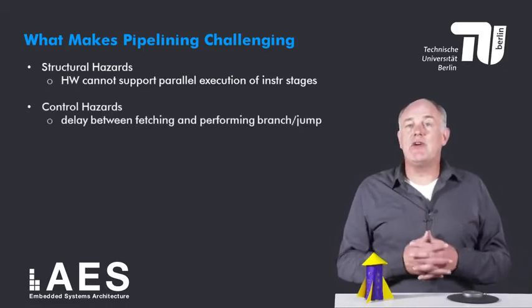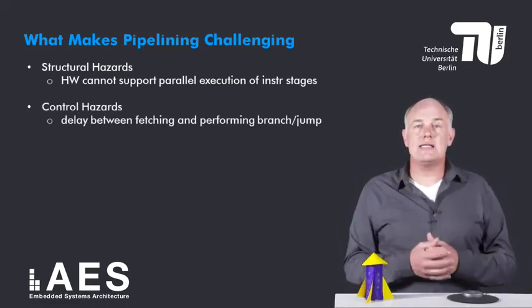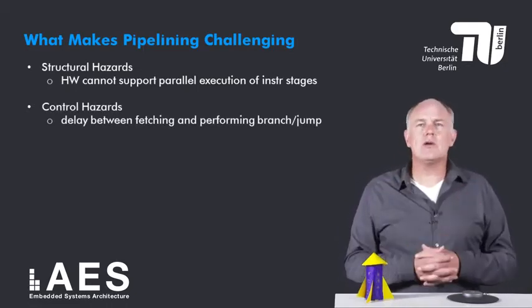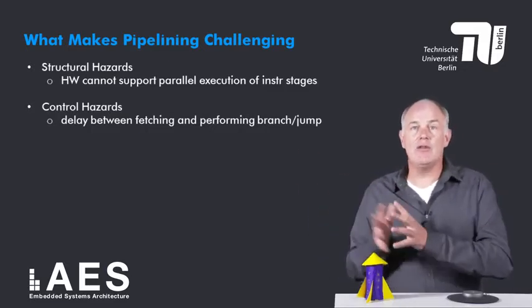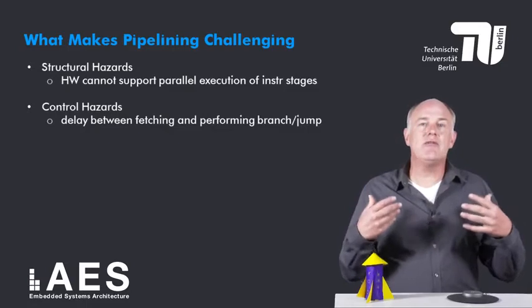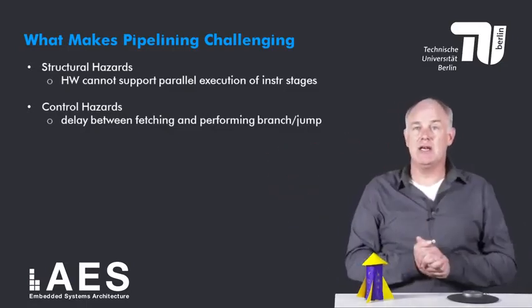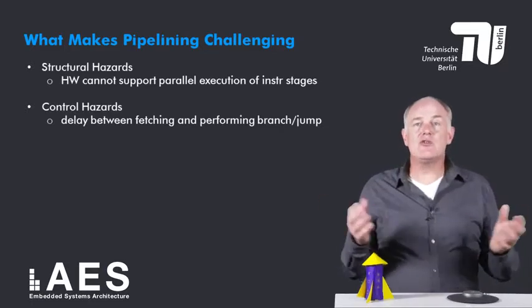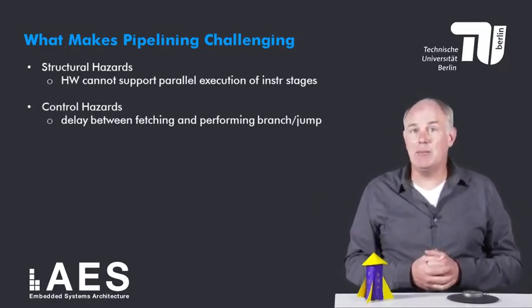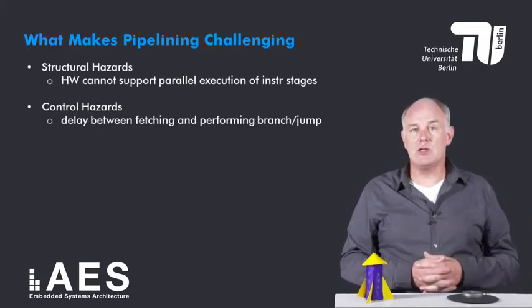The second type of hazard is called a control hazard. A control hazard occurs because a branch is fetched in the first stage as any other instruction, but only takes effect at the end of the fourth stage, during the mem stage. At that time, 3 other instructions have already entered the pipeline. We need to solve this somehow.